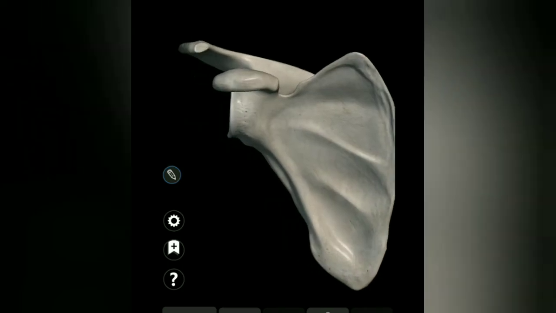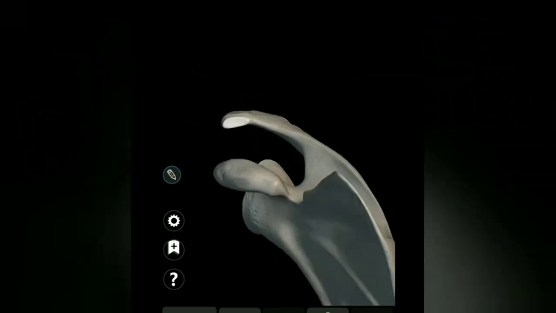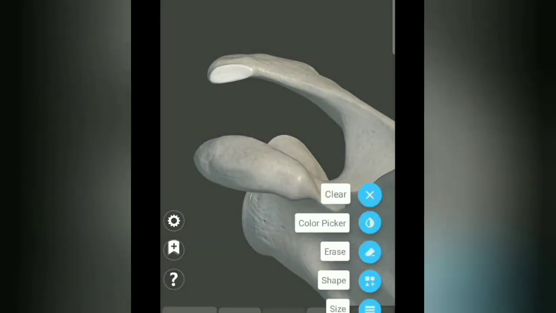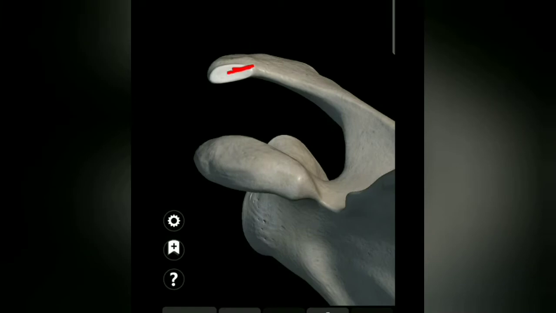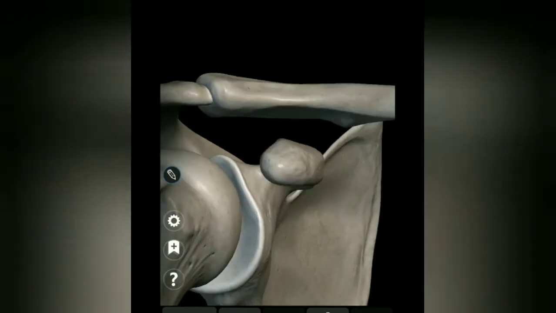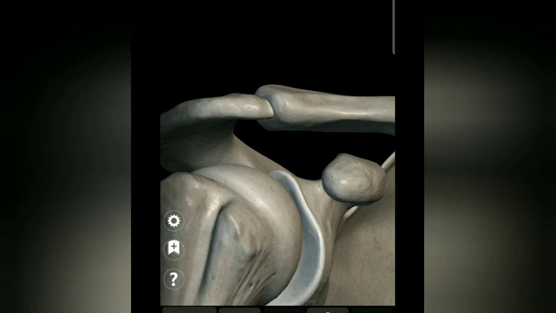It bears a facet here. You can clearly see this facet. See, this is the acromioclavicular joint. Let me show both the bones again.